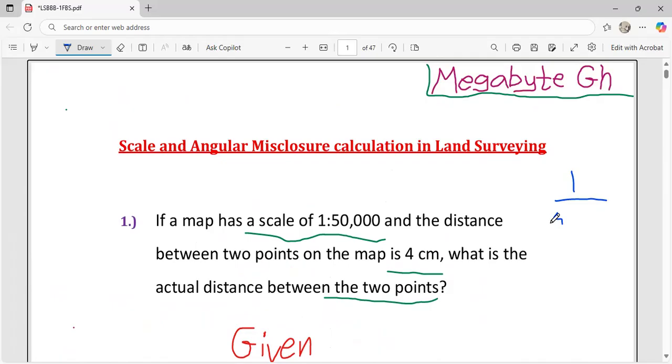1 over 50,000. Okay, so please don't get confused by that too. 1 over 50,000. So a scale and a fraction are equivalent.